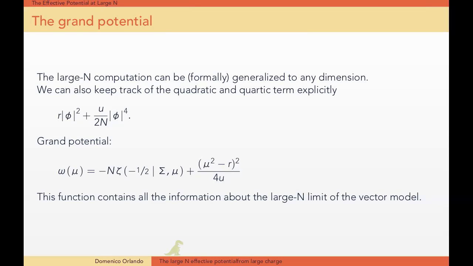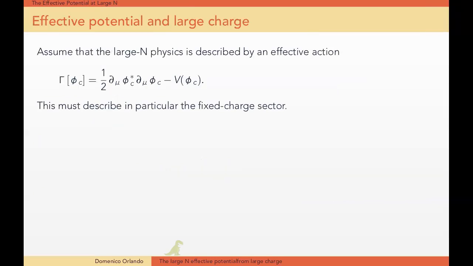So how do we extract information from this thing here? Well, let's go the other way around. Let's suppose that our system could be described by an effective action, like the thing I did before. Let's suppose I could integrate out the high energy degrees of freedom, and I could write an action for a classical field. Well, in this case, this action here should describe in particular the fixed charge sector. Why not? It contains everything.